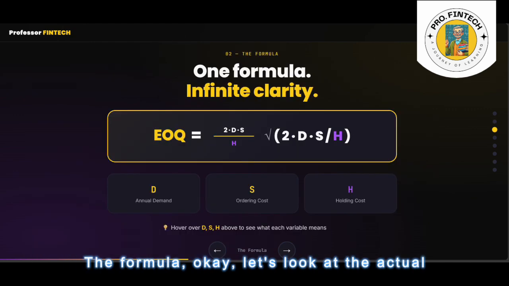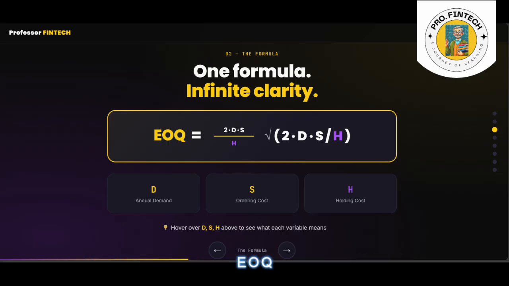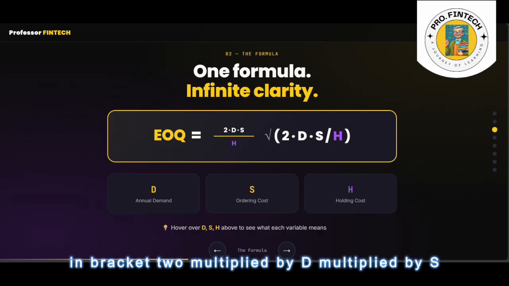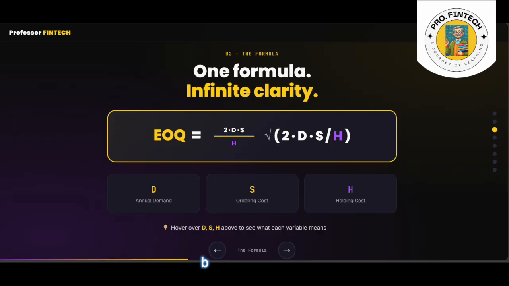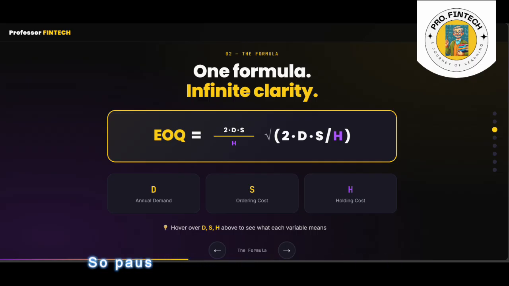The formula. Okay, let's look at the actual formula, and I promise it's friendlier than it looks. EOQ equals the square root of (2 multiplied by D multiplied by S) divided by H. Three letters, that's it. Let's break each one down. And on the actual page, you can literally hover over D, S, and H to see tooltips. So pause the video and try that yourself.